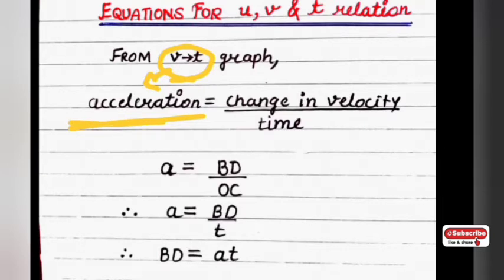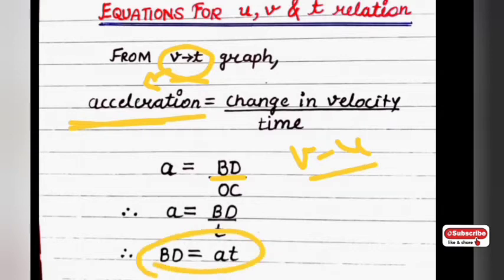Generally the acceleration is the change in velocity divided by the time. So over here, as you saw in the graph, the change in velocity is BD. BD was v minus u, and hence BD divided by OC, where OC was our time interval. So from here what we get is a is equal to BD by t, and BD is equal to at. It's not the first equation, it's just a first conclusion that we got. Then further we are going to calculate, so let us now see what happens next.